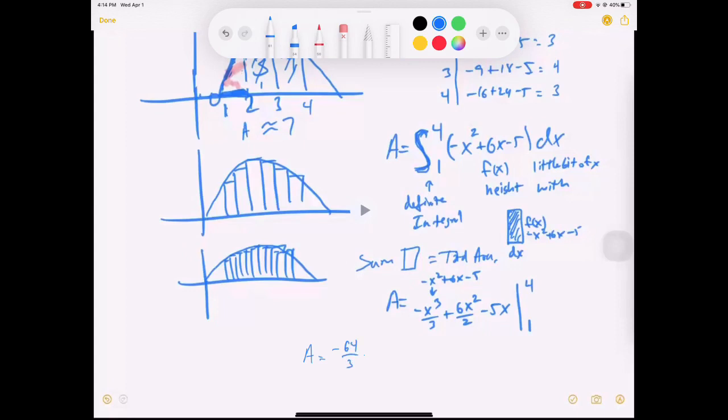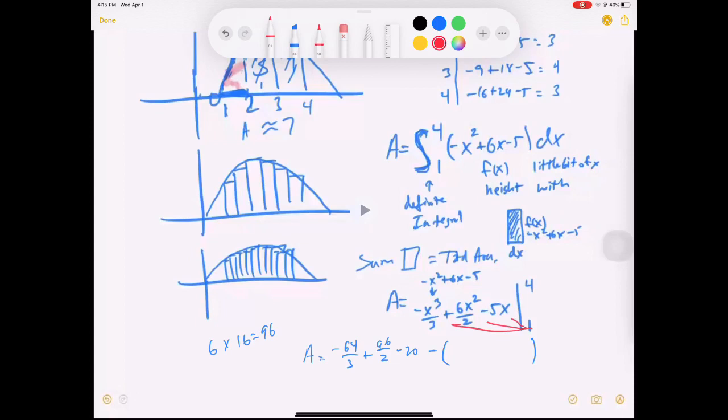Divided by 3, plus 4 squared is 16, and 16 times 6 is 96, 96 over 2, minus 5 times 4 is 20. That's the front, and we always minus the back, minus our b value, f of b, so we plug in our b value. So 1.